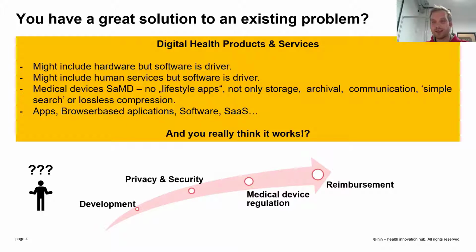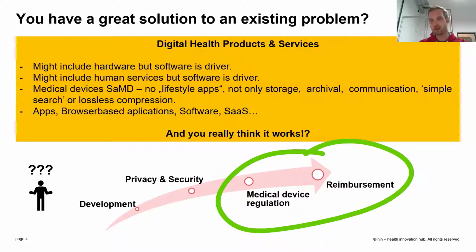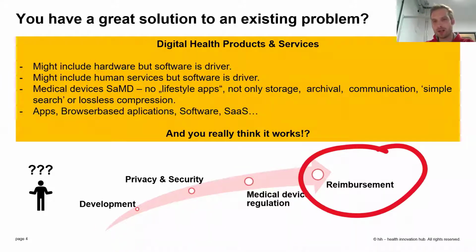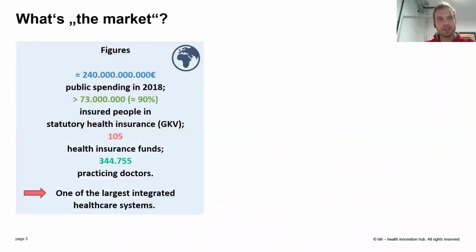And at the very end, you're also thinking about getting reimbursed for the whole thing. You want to make some money with it, maybe. And this is what we're talking about when we're talking about market access. Right? These two steps, medical device regulation for software and the reimbursement. And most importantly, there's the reimbursement at the very end. So reimbursement on which market is the next question. And as I said, I will talk about Germany.